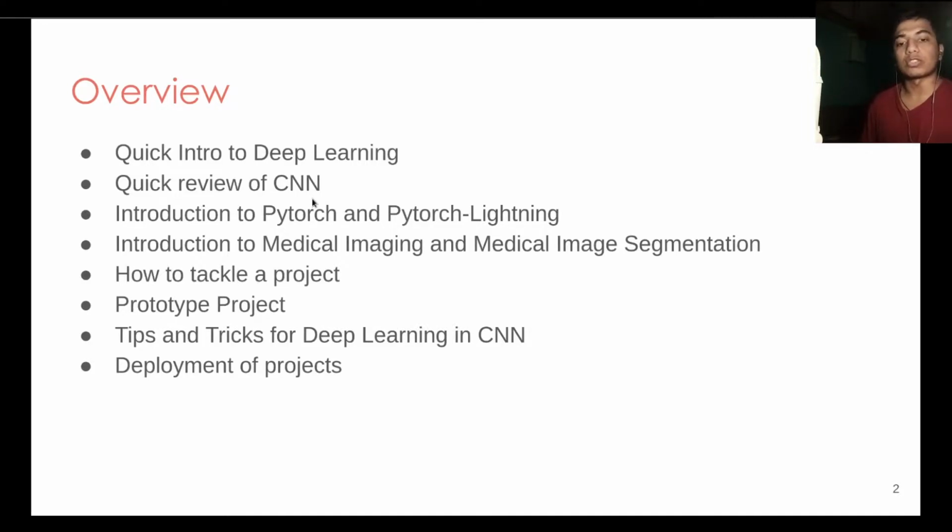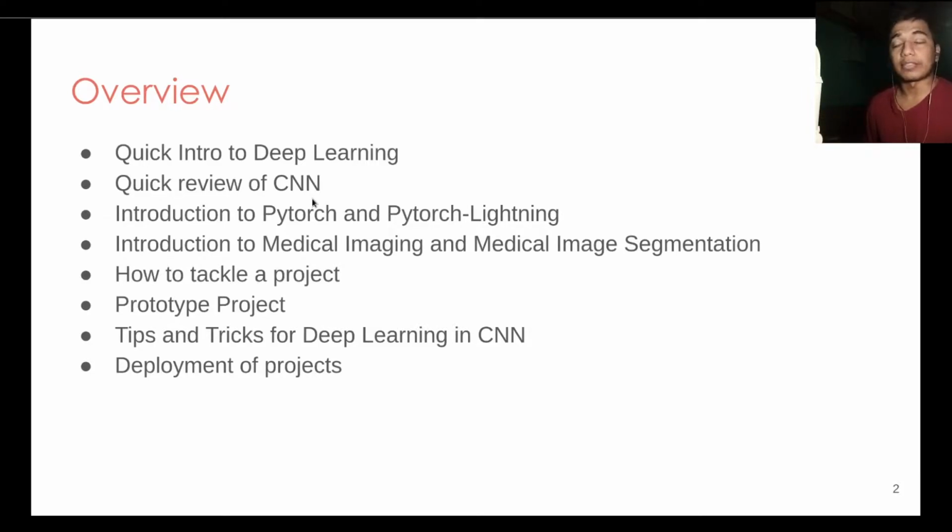Again, this crash course is mainly for people who are more into research rather than people who are looking for development of applications and production-based development. This course is not for those people. Then we'll be following it with how to tackle a project, like how a general idea can be transformed into a research-based project and can lead into papers and people using it all over the world.